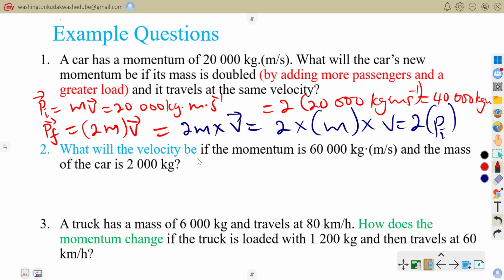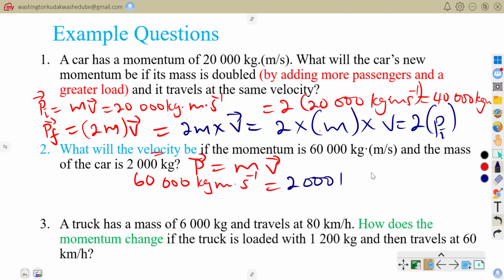Now let's look at question number 2. What will the velocity be if the momentum is 60,000 kg meters per second and the mass of the car is 2,000 kgs? So it's simply the same thing. Momentum is equal to mass times velocity. And they want us to determine the velocity. Given that the momentum is 60,000 kg meters per second. And here we have got a mass of 2,000 kg. What we do not know is the velocity.